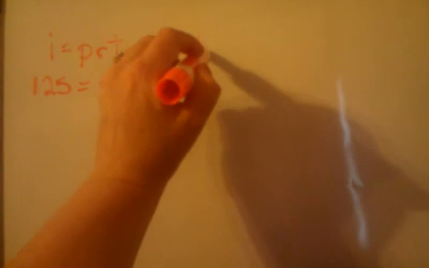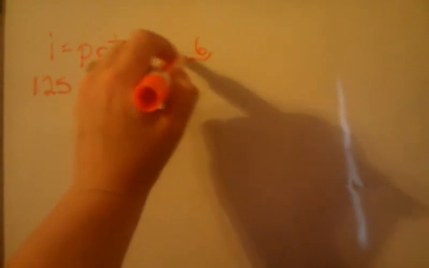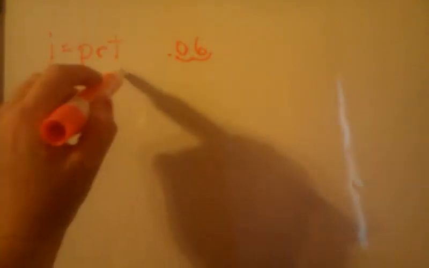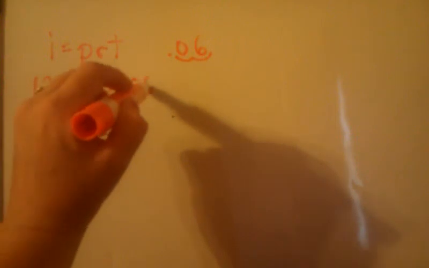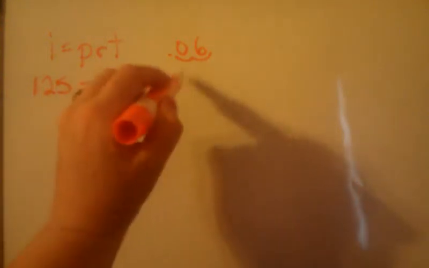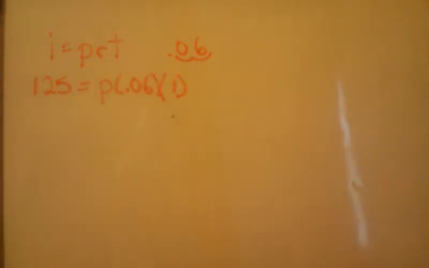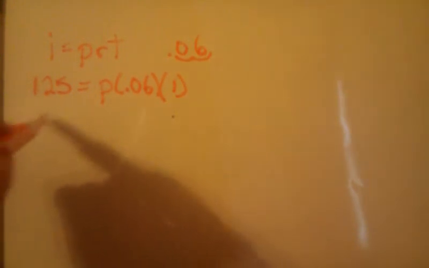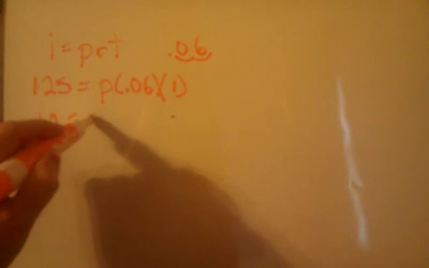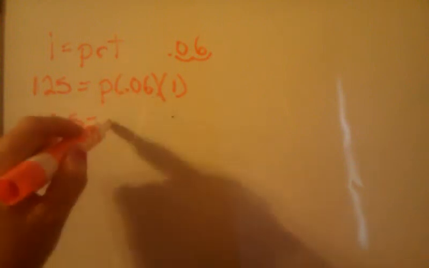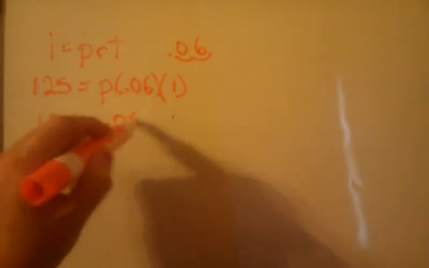R is 6%. I have to change it to a decimal, move it over 2, so it's going to be 0.06. What is T? T is 1. Oh, that ought to make it easy. If it's times 1, I really don't even have to put it, right? 125 equals 0.06 times 1 is 0.06 P.